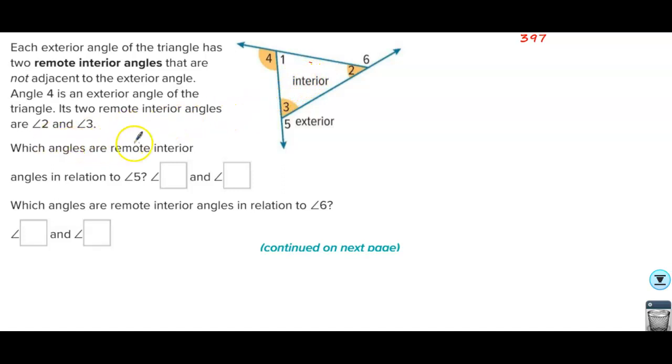Okay. Which angles are remote interior angles in relation to angle 5? Well, here's angle 5. So 3 is not one of them, because it's touching number 3. So 1 and 2 would be the remote interior angles. Which angles are remote interior angles in relation to angle 6? Here for number 6, 2 is not, 1 and 3 are. It's the ones it's not touching.